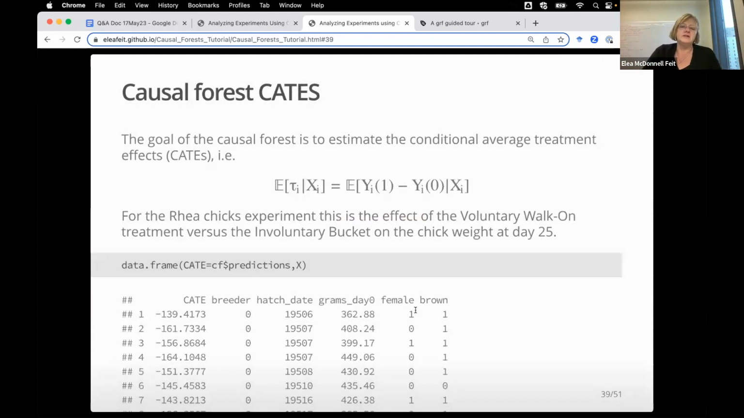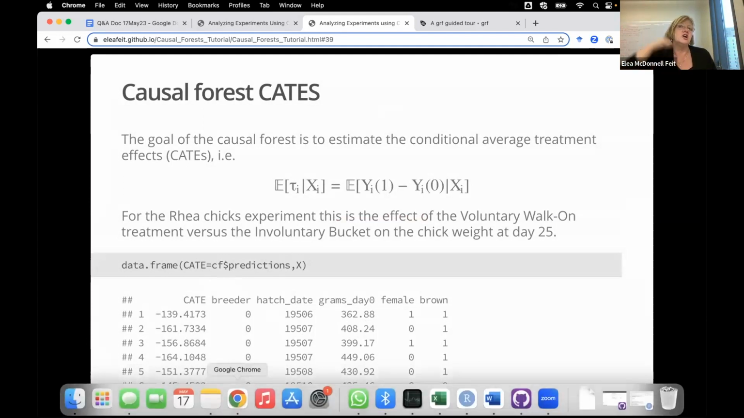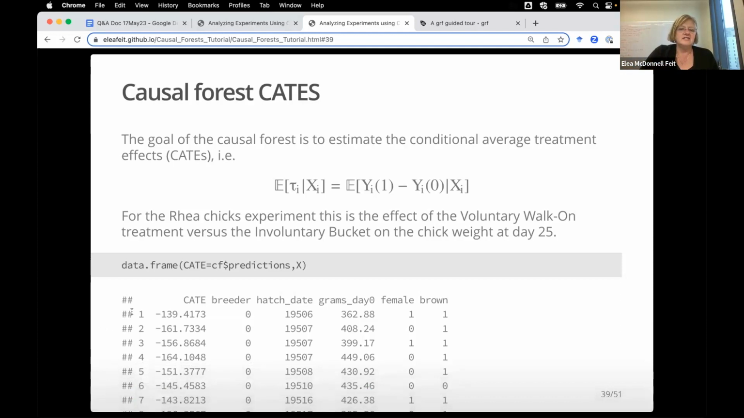So what can I do with it? Well, the whole point of this was to estimate those conditional average treatment effects. So one of the things that the package gives me right off the bat is that this CF object has a bunch of predictions, which are the predictions from the causal forest of the treatment effects. So these are not the weights, these are the treatment effects. Remember, our average treatment effect was something like -128. And so here I just stacked together those predictions in a data frame along with the X's.